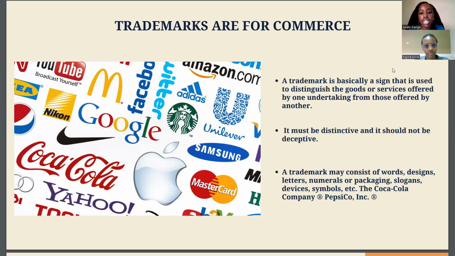So what does deceptive mean? It means that, for example, if you want to trademark or sell an alcoholic drink, you cannot label it as the most energizing energy drink under the sun, okay? That is deception, and it is unethical, and it violates consumer protection principles. So to establish a trademark, it must be distinctive and it should not be deceptive, okay? A trademark basically consists of words, designs, letters, numerals, packaging, slogans, devices, etc. And then you can see here on the slide that there is that small R at the top that represents trademark.